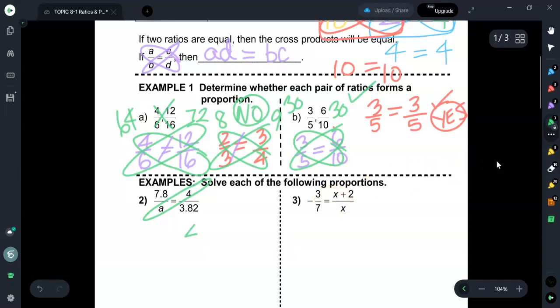4 times A is 4A. And then I've got 7.8 times 3.82. I'm actually going to turn on my calculator and figure this one out because I don't feel like doing mental math right now. Let me go to my scratch pad here. There we go. 7.8 times 3.82, and we get 29.796.